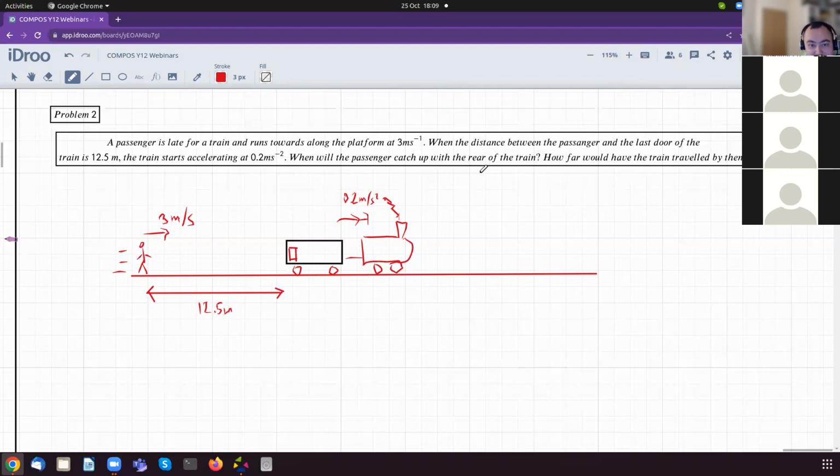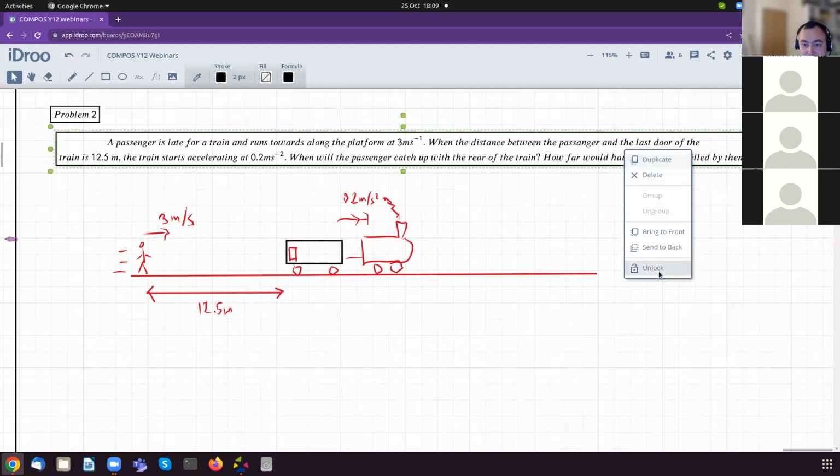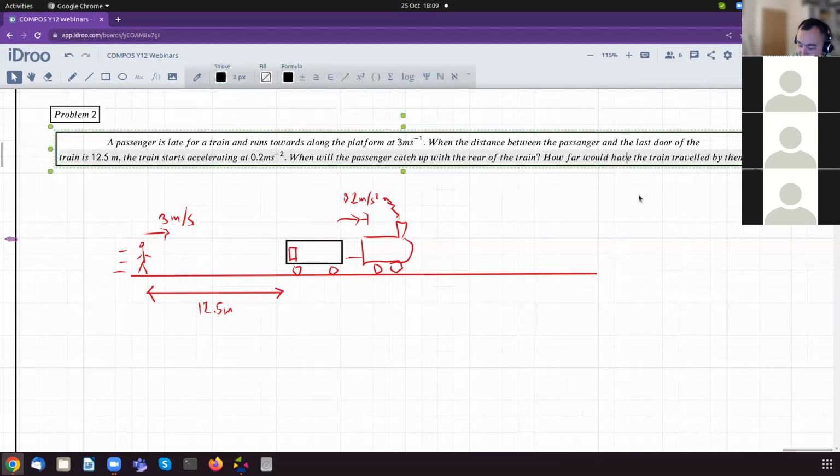When will the passenger catch up with the back of the train? How far would the train have traveled? I'm sorry for my spelling. That's embarrassing.